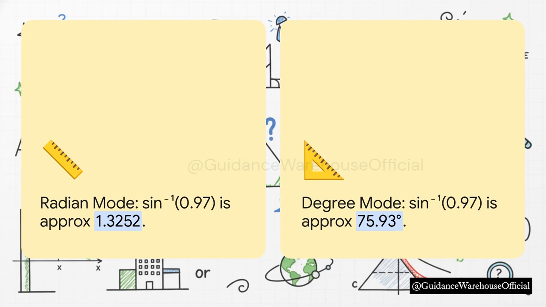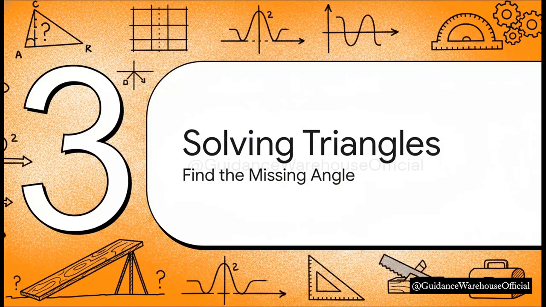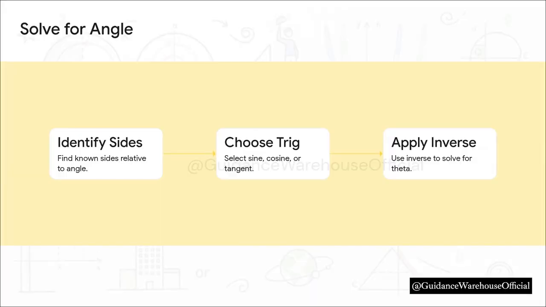It's just having their calculator in the wrong mode. Always check your mode before hitting enter. Okay, Section 3, Solving Right Triangles. Let's connect this back to real life and solve that ramp problem we started with. We finally have the tools to find that exact missing angle for our woodcut.